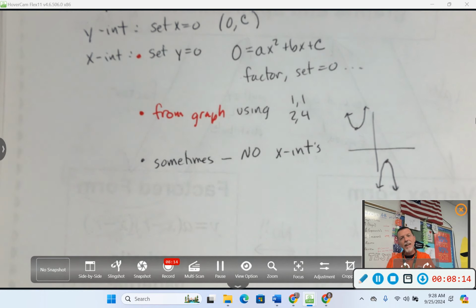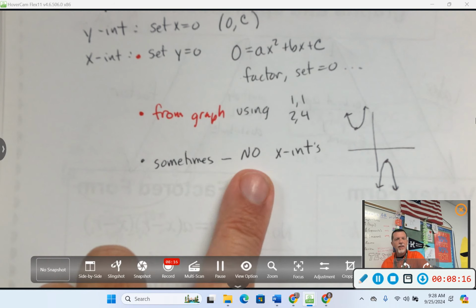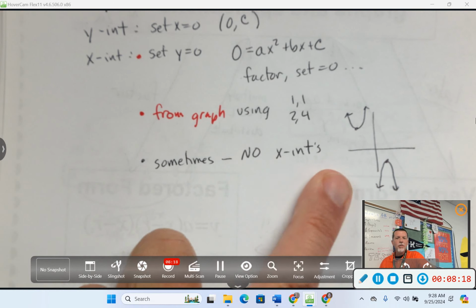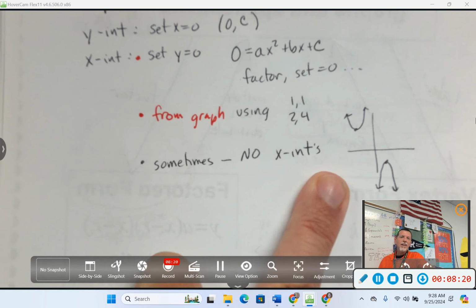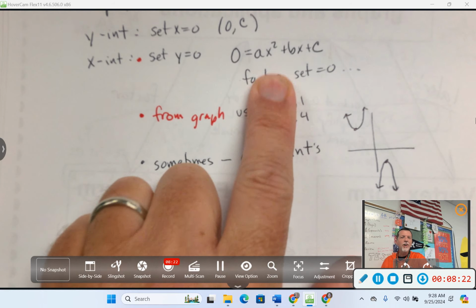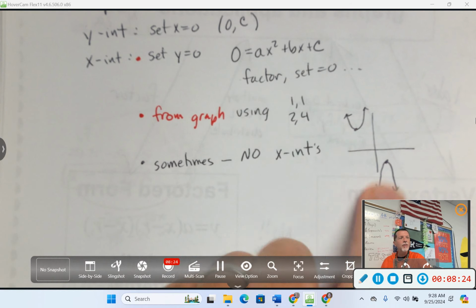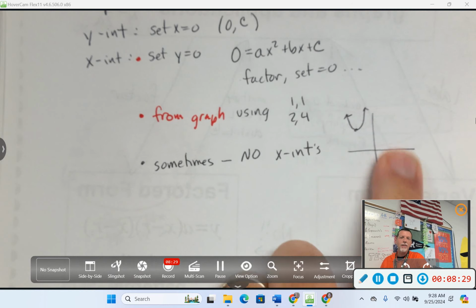So occasionally today, you won't have x-intercepts. And it's best if you start graphing first. That way, instead of you setting this thing equal to 0 and trying to factor something that's never going to work, if you start graphing first, you realize, oh, there aren't any x-intercepts.